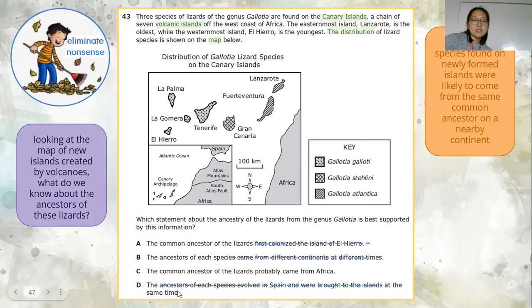In D, it says the ancestors of each species evolved in Spain and were brought to the islands at the same time. Now we know for a fact that that's not true because it takes different environments for them to become different species. So if they were all just in Spain, they would have just stayed the same species and stayed really similar. So we're eliminating all this nonsense. That leaves us with C. It says the common ancestors of the lizards probably came from Africa. Africa was the closest location to these newly formed islands, if we just look at the zoomed out map right here. And we can tell that over time they changed because they were on different islands, they were separated. It's not because they were changed originally when they were in Africa.